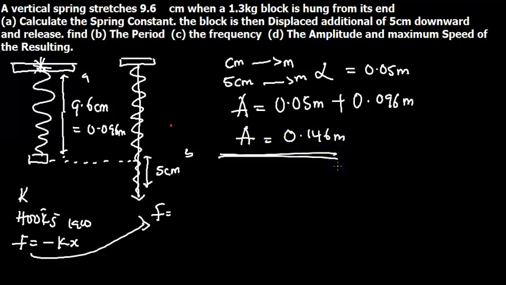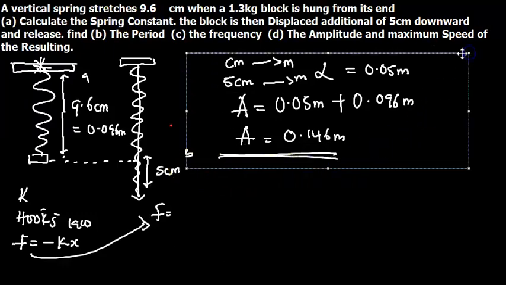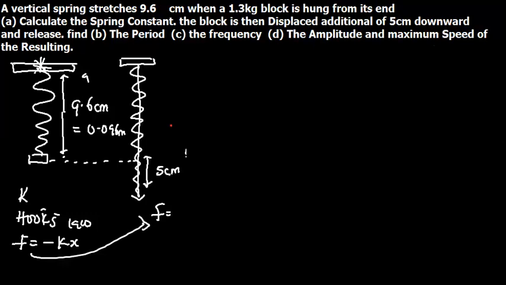The last thing we are asked to calculate in this problem is the maximum speed. Alright, the next thing we need to find is to calculate the maximum speed. In this case, maximum speed is denoted by Vmax. Vmax, this is what we are asked to find. The maximum speed occurs at the equilibrium position. At this point, all potential energy is converted into kinetic energy.